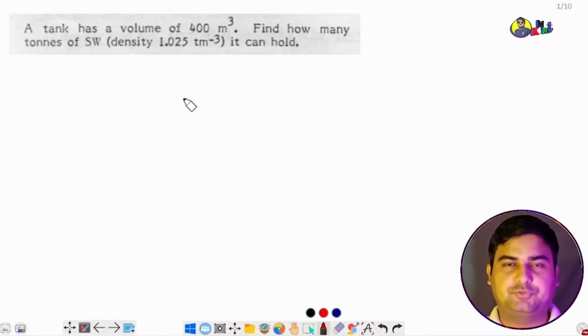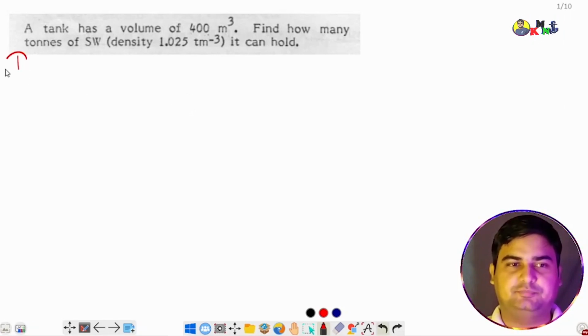In this video, we are going to solve some of the problems related to density and relative density. So we have the first problem: a tank has a volume of 400 meter cube. Find how many tons of salt water, density 1.025 tons per meter cube, it can hold. So whatever we know, we will write that first.